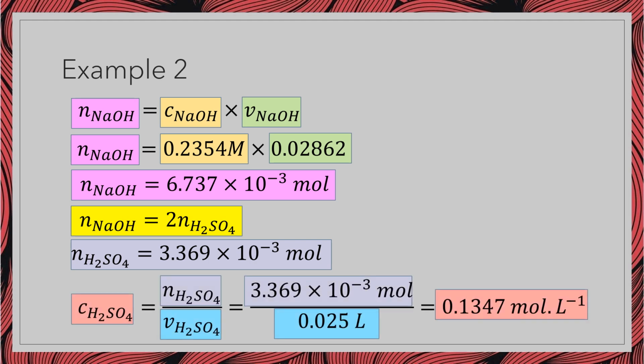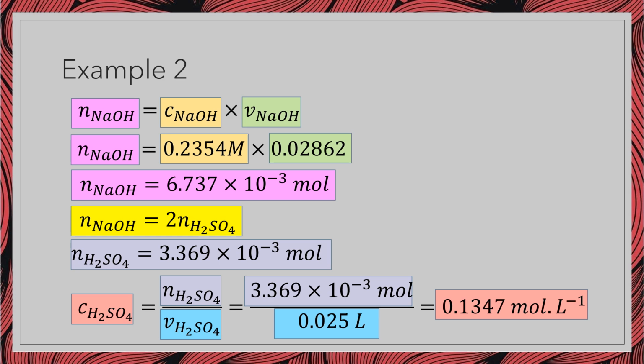We then calculate the concentration of that. So number of moles divided by the volume. So 3.369 times 10 to the negative 3 over 0.025, so 25 mL, is 0.1347 moles per liter.